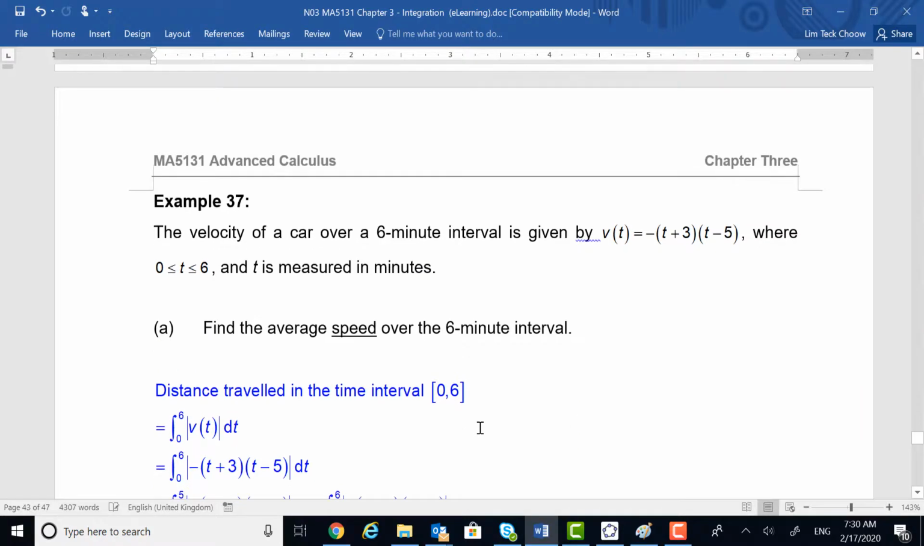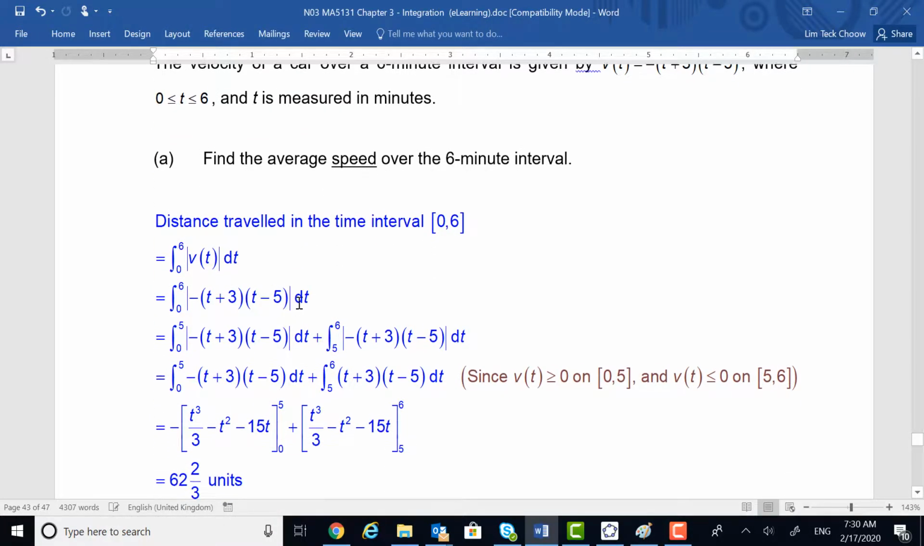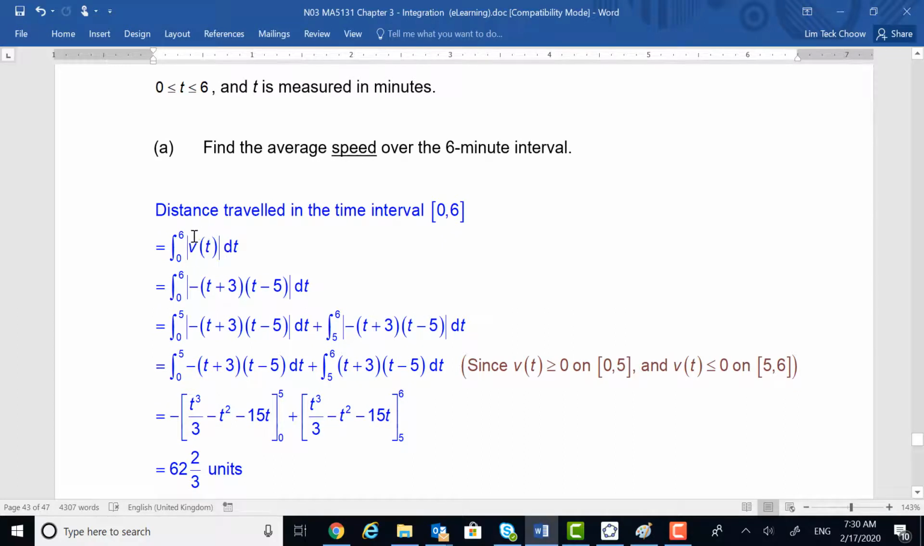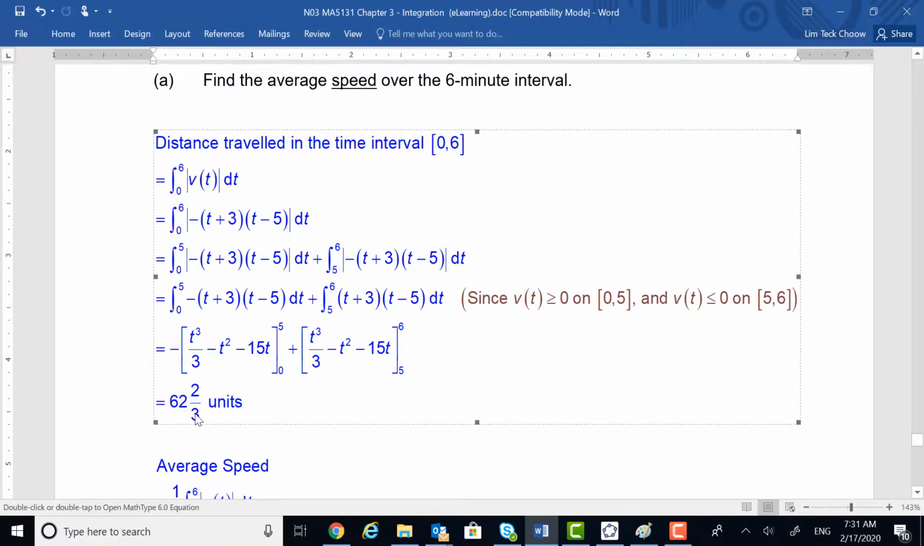Let's look at one example in question 37. You're given that a car travels with this velocity, and you want to find the average speed. Be very careful, we're asking for average speed. To find the average speed, we first find the total distance traveled. The total distance traveled is the integral from 0 to 6 of the speed function. The modulus of velocity is the speed function. You get 62 and 2/3.